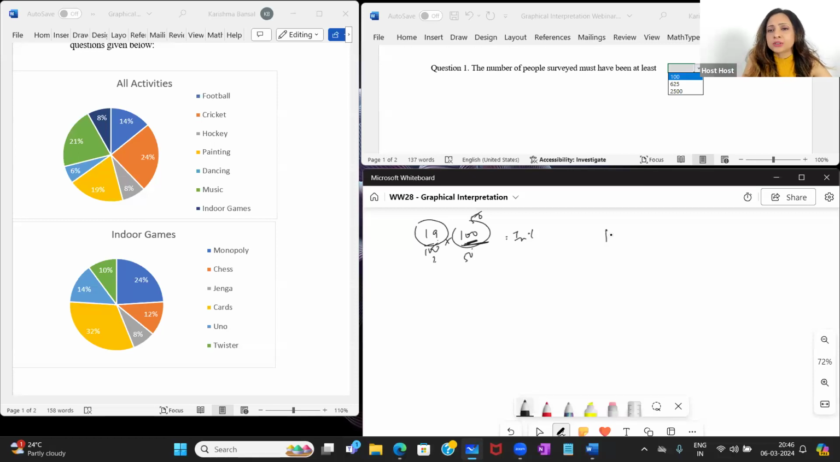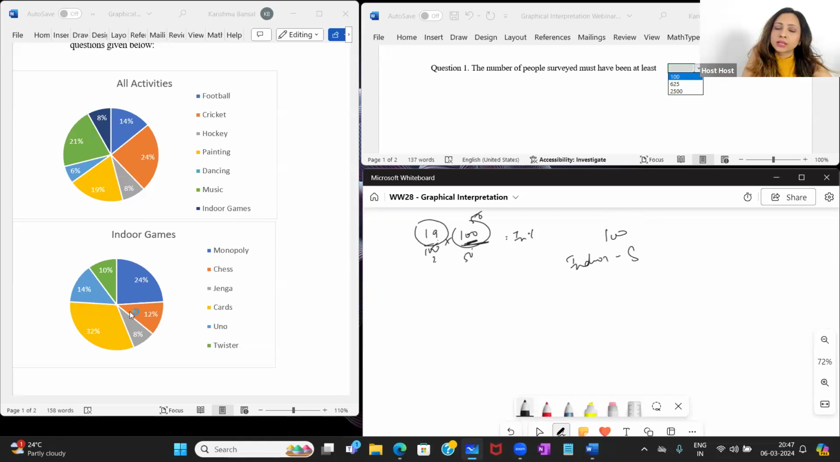So now what if 100 people were surveyed? Then 8 of them liked indoor games. We're good with that, right? All the others will, of course, work out. We have no decimals anywhere, so everything else will give me an integer. Now, indoor games means that there are 8 people who liked indoor games.